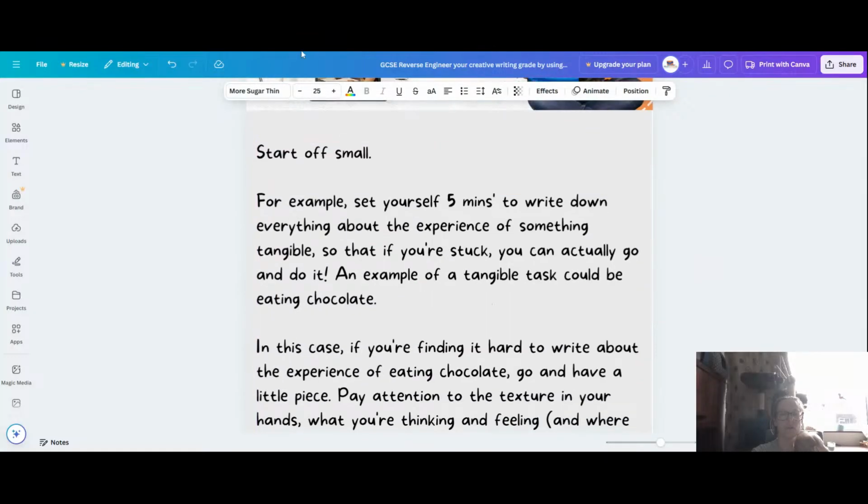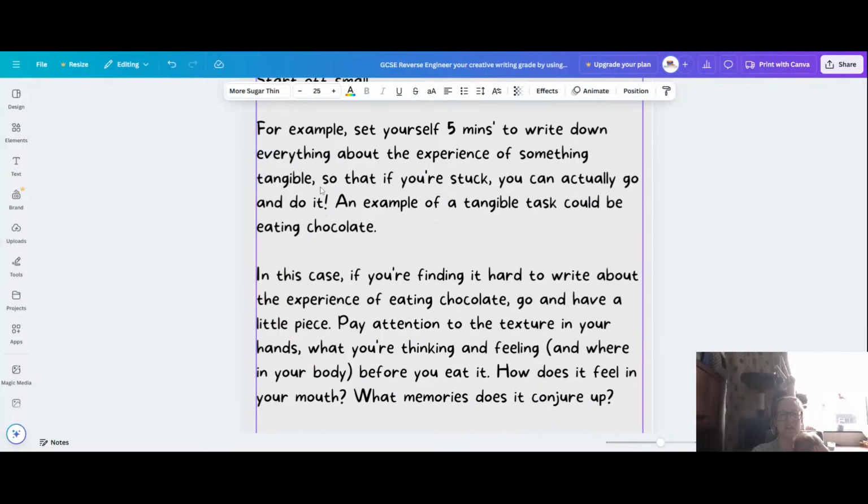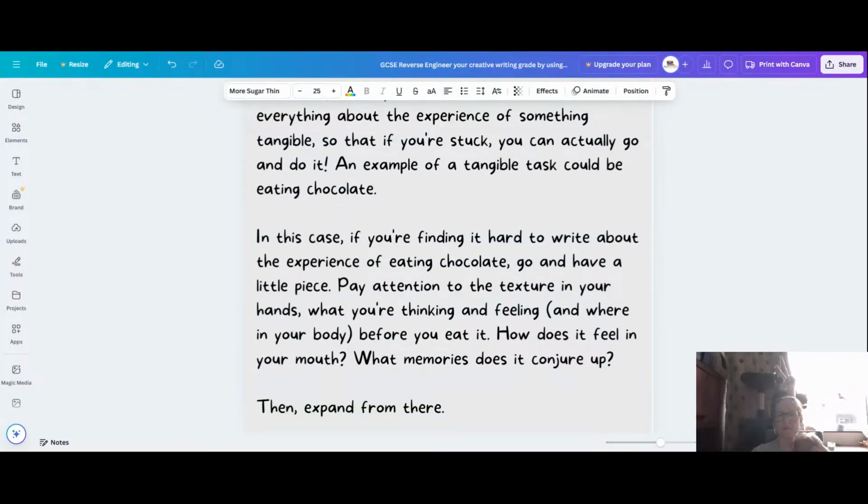So start off small. For example, set yourself 5 minutes to write down everything about the experience of something tangible, so that if you're stuck, you can actually go and do it. For example, a tangible task could be eating chocolate. So this is a fun way to do it as well. So in this case, if you're finding it hard to write about the experience of eating chocolate, go and have a little piece.